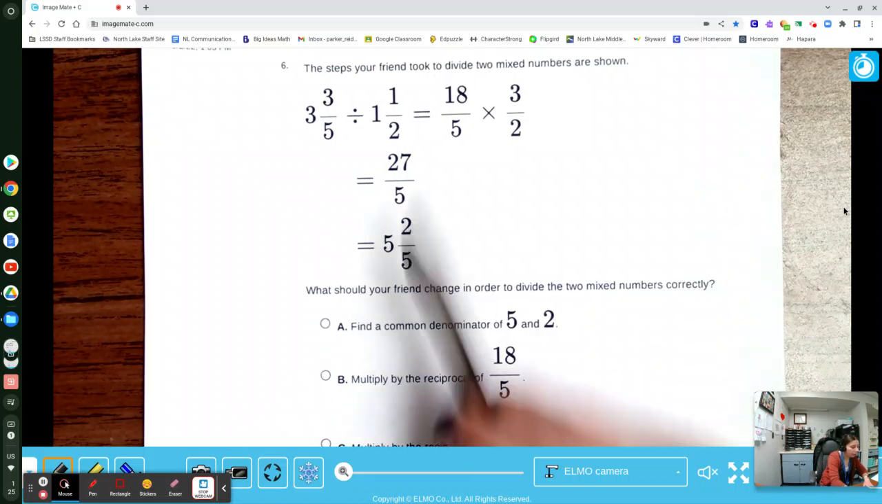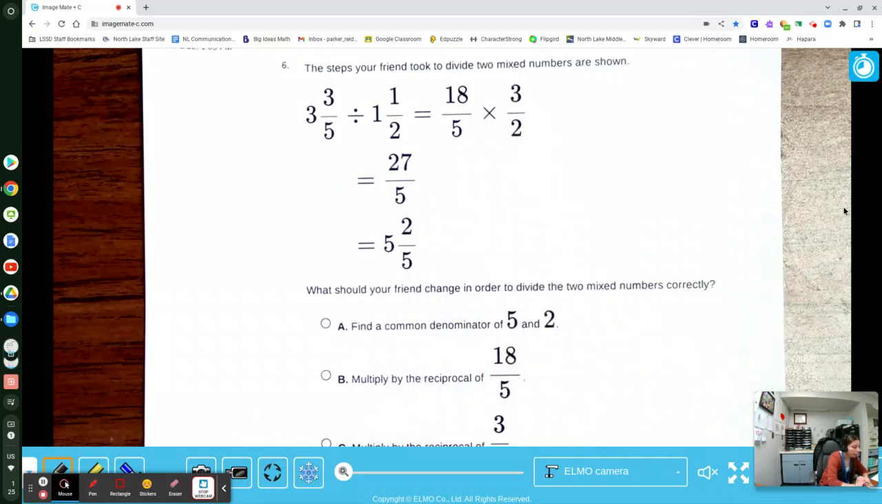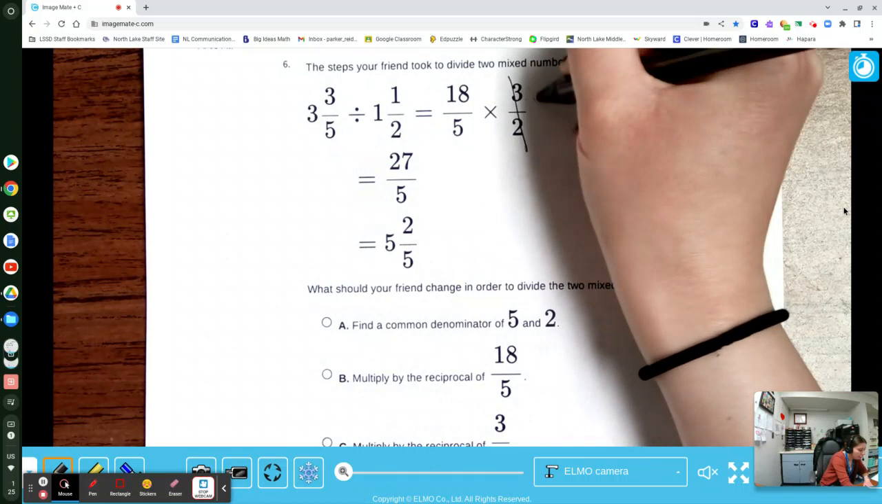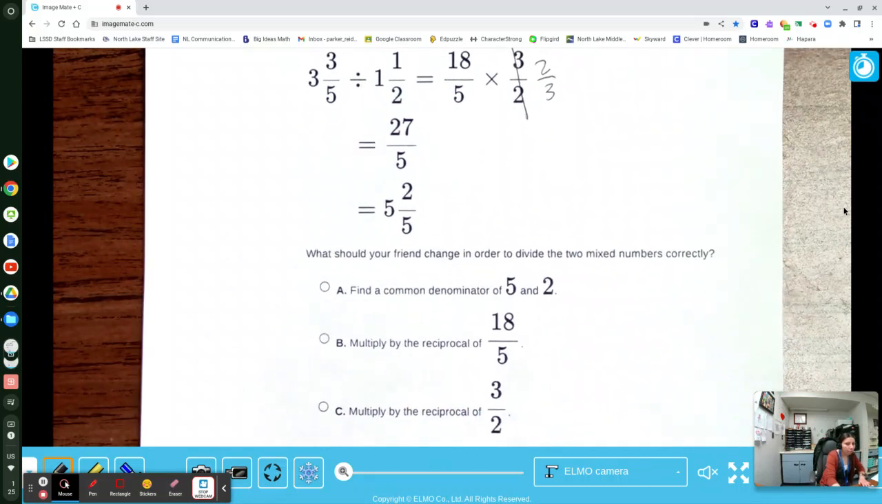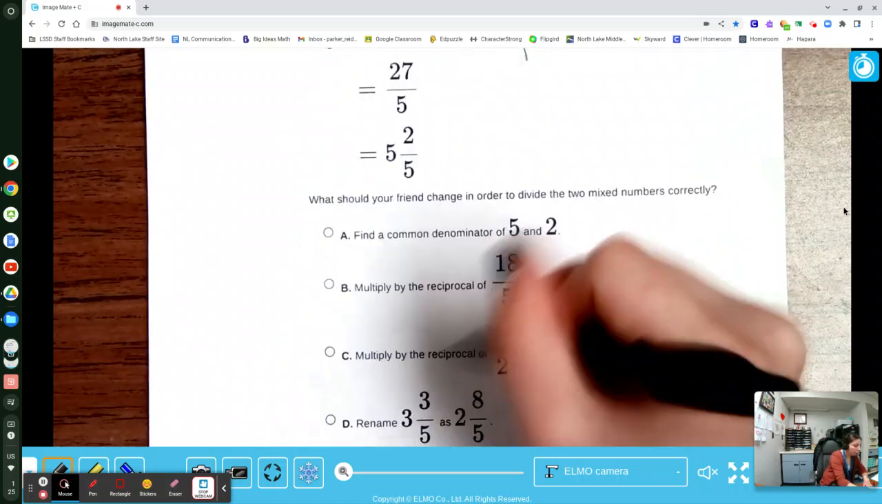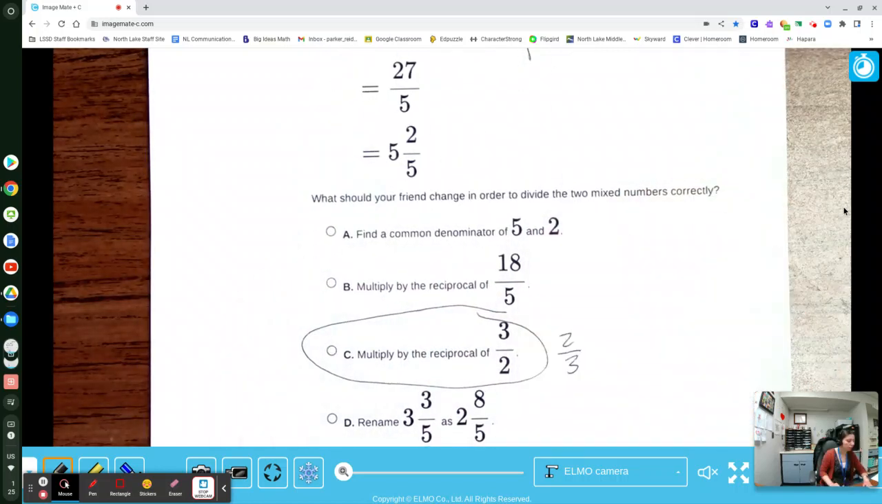Well, if you notice, they immediately changed this to multiplication, but they did not flip the second fraction. 1 1/2 is 3/2. It should have been 2/3. They should have flipped it. When you flip a fraction, that's called the reciprocal. So instead, they should have multiplied by the reciprocal of 3/2. They should have changed it to 2/3.